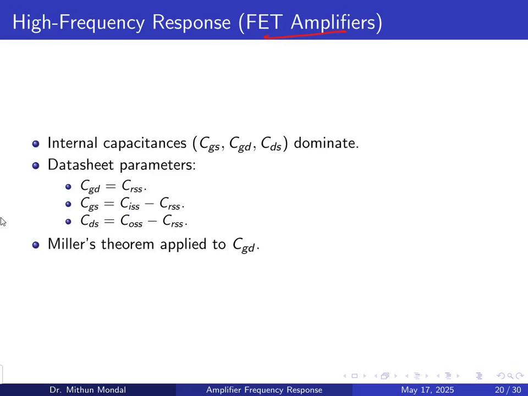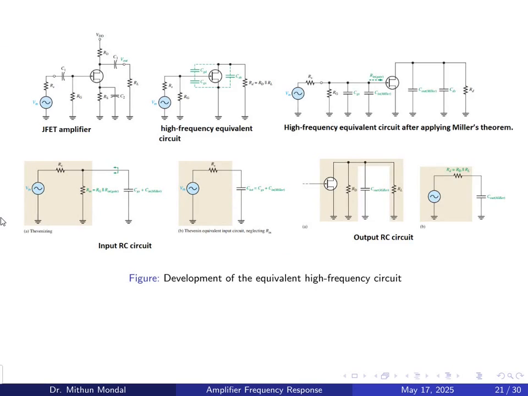In terms of the FET, the high frequency response, you need to consider the internal capacitances, gate to source, gate to drain, drain to source, which will be dominating. In the data sheet, it will be mentioned that the gate to drain is equal to RSS, reverse saturation characteristic. Gate to source is the input SS minus the RSS. The CDS is output SS minus the reverse SS. So Miller's theorem will be there to apply to get the CGD capacitor, gate to drain. So this is the total development of the equivalent high frequency circuit of the FET.